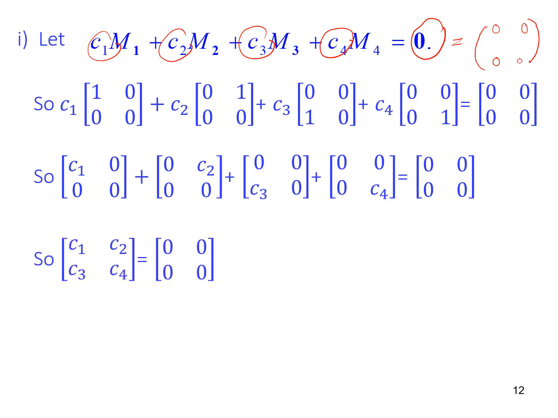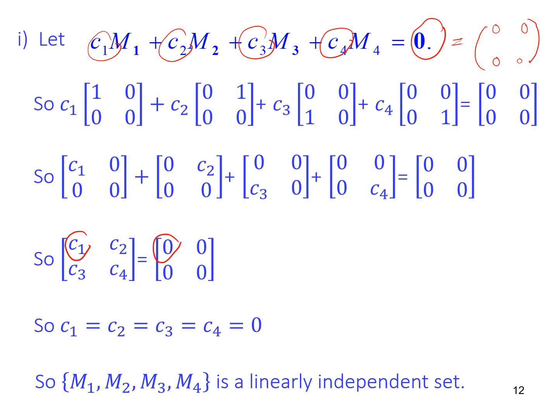We end up with this equation. After that, we compare each entry on both sides of this equation, and we have found that all scalars C1, C2, C3, and C4 are all 0. Therefore, this set is a linearly independent set.